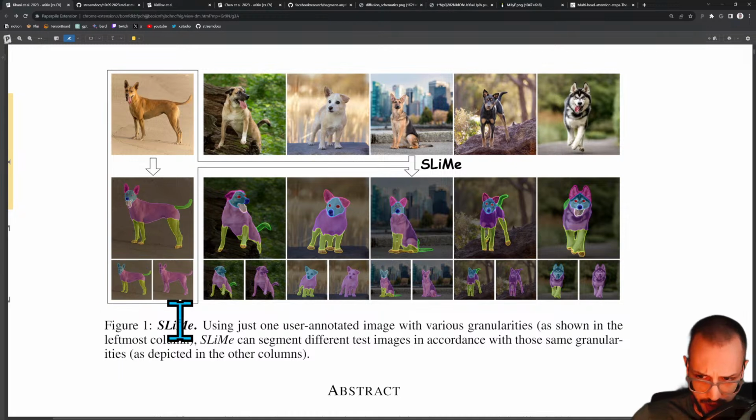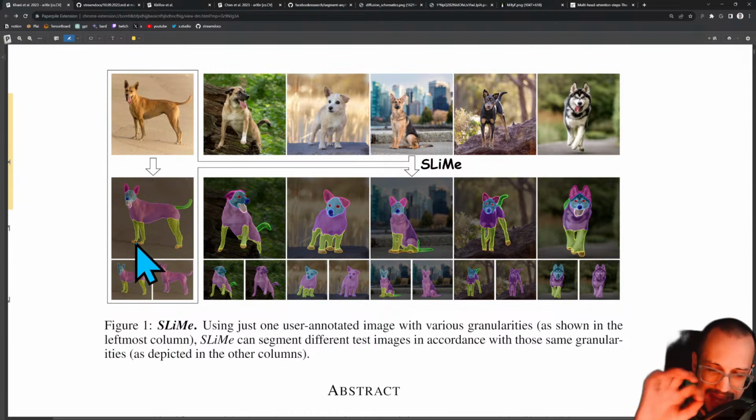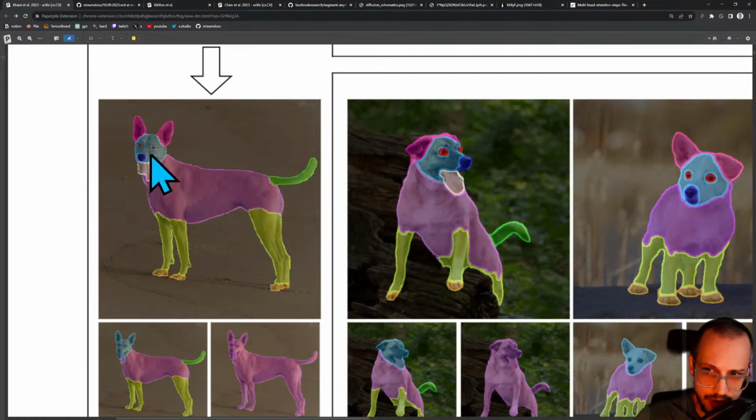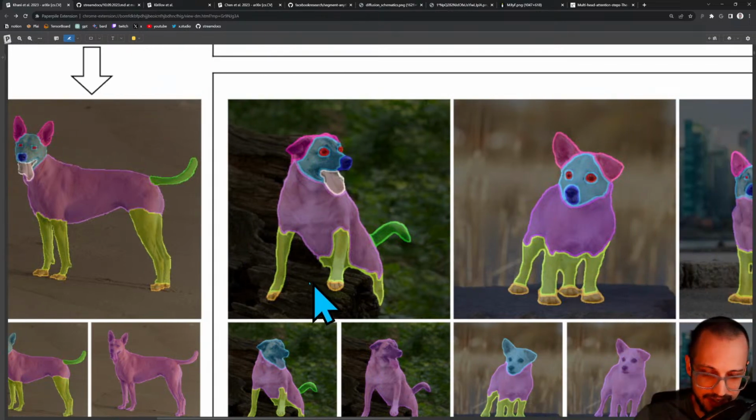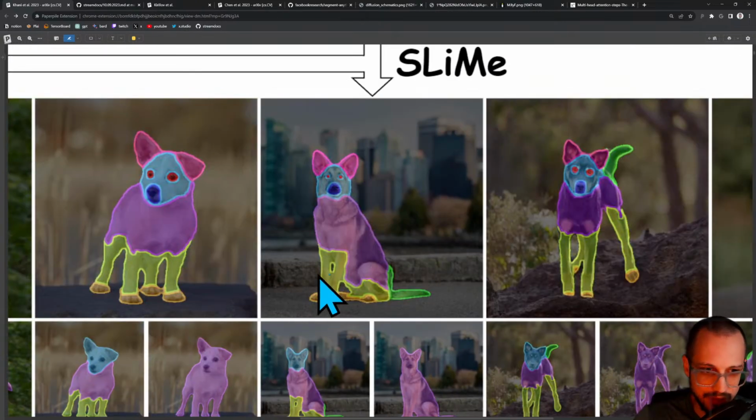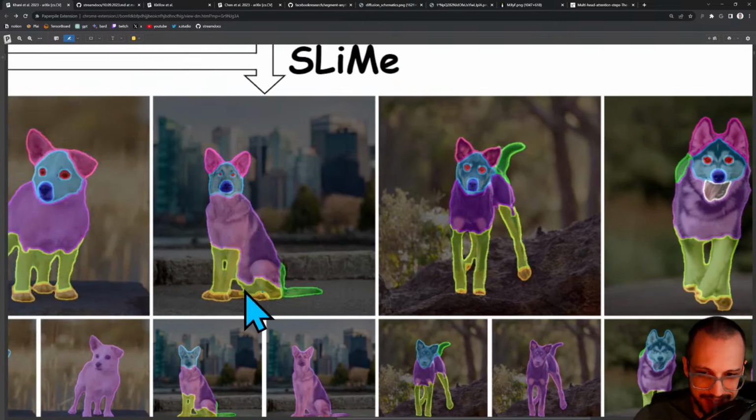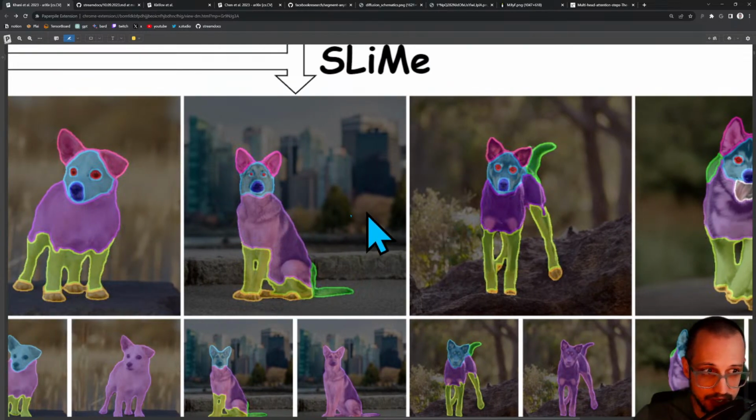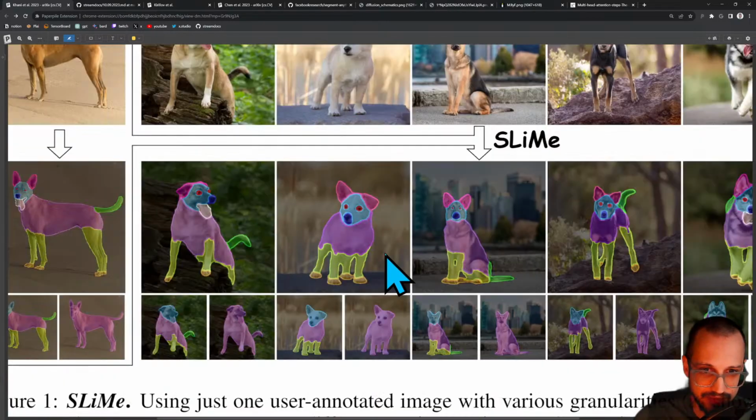So here we have an image using just one user annotated image with various granularities as shown in the leftmost column. SLiME can segment different test images in accordance with those same granularities as depicted in the other columns. And here the granularity, they're referring to kind of how many individual things are you segmenting this into. So here they're segmenting the dog into ear, nose, eyes, tongue, feet, tail, and you kind of get this one-shot generalization ability here. It's all dogs, but the fact that it can still find the same pieces in all these other dogs is quite impressive.